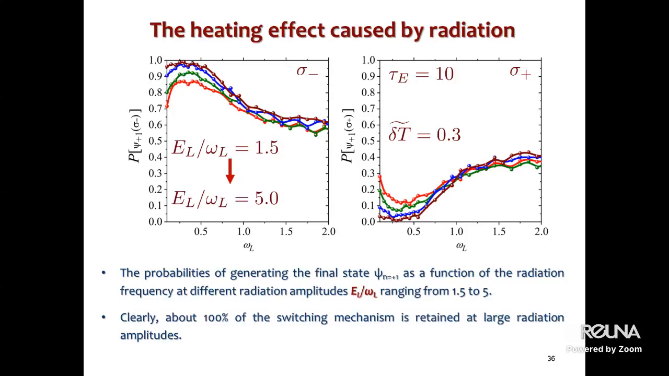So the heating effect slightly decreases the switching effect, but notably, even at significantly large radiation amplitude, the switching mechanism remains almost unaffected, to some extent, I would say. Approximately 100% for the case when we deal with amplitude equal to 5. Next, I'm going to talk about the influence of defects.